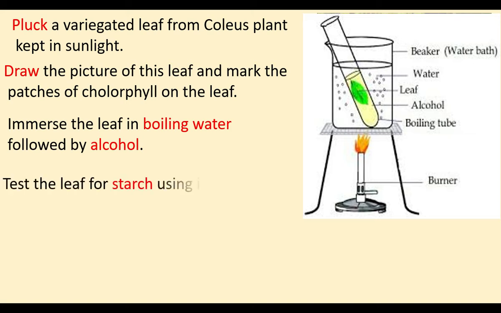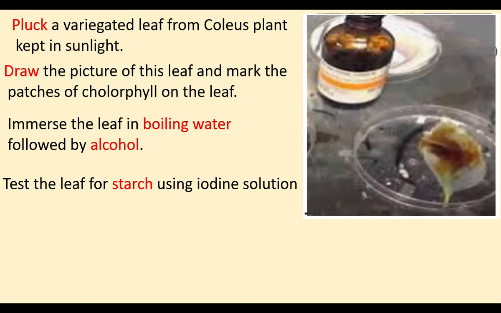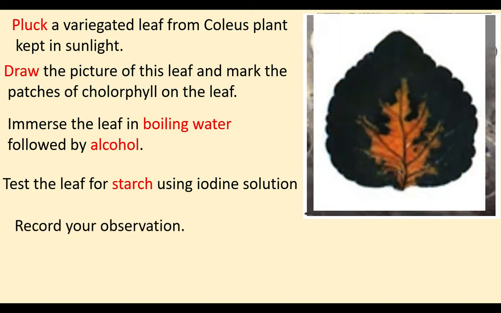The leaf is tested for starch using iodine. Iodine is used to test the starch. If starch is present, the particular part turns blue. The leaf is kept in iodine solution. The part of the leaf that contains green color pigment turns blue.